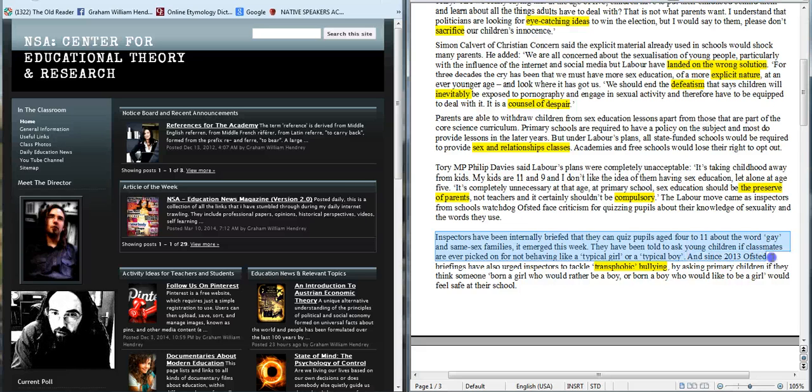And since 2013, Ofsted briefings have also urged inspectors to tackle transphobic bullying. What is going on? By asking primary children if they think someone born a girl who would rather be a boy, or born a boy who would rather be a girl, would feel safe at their school. What?